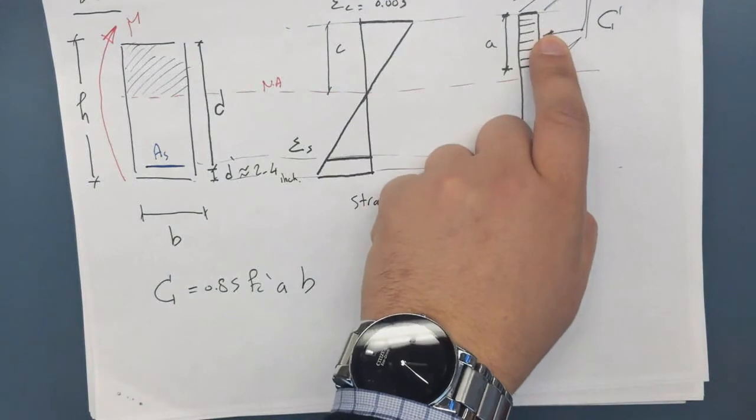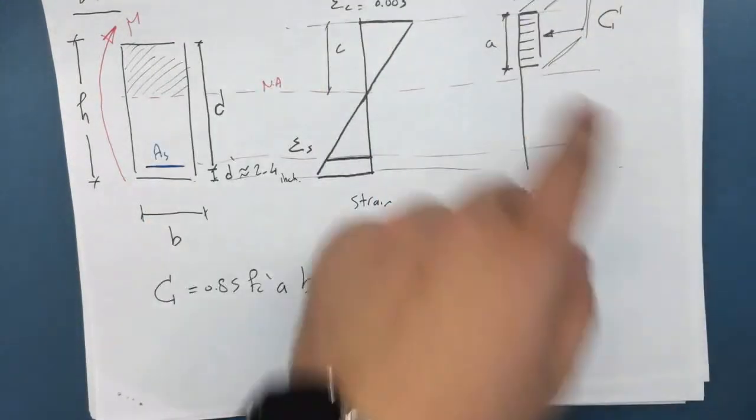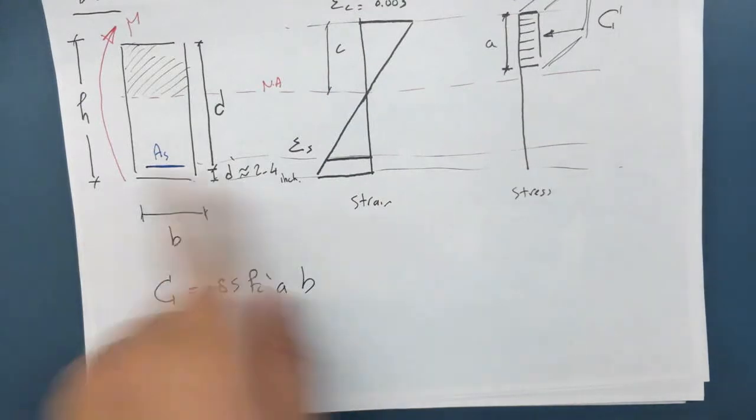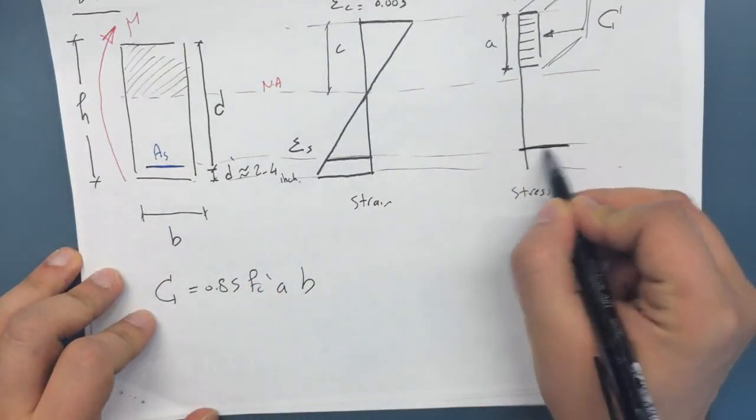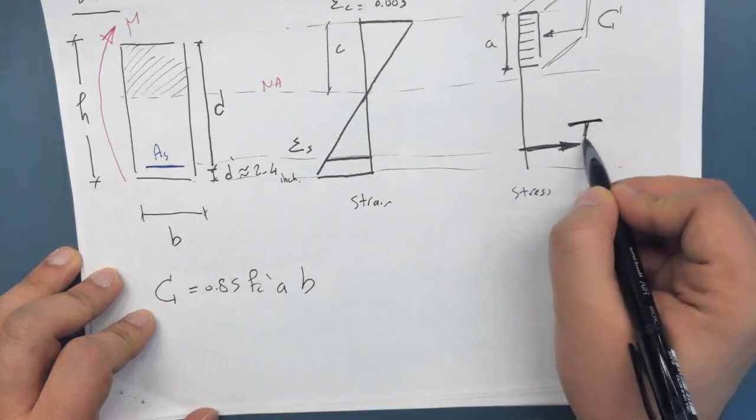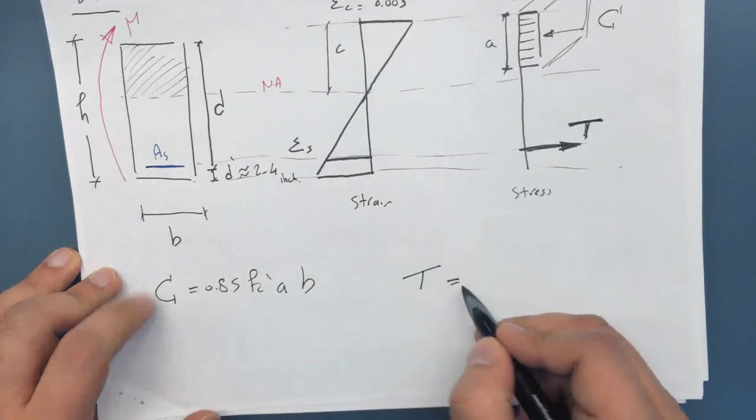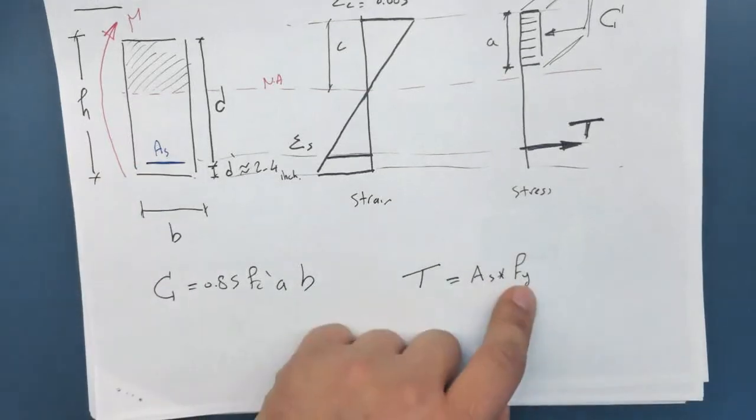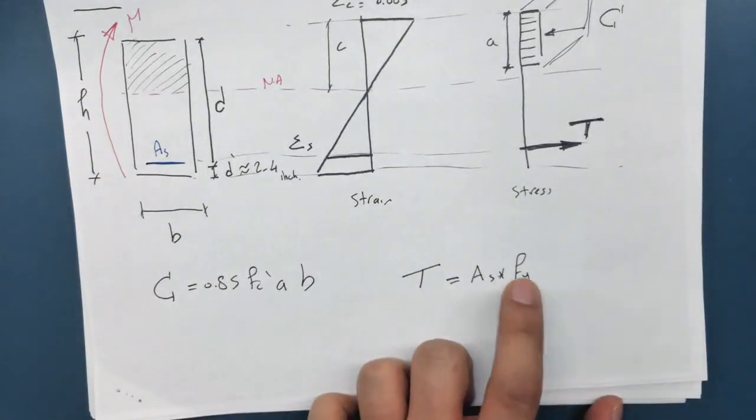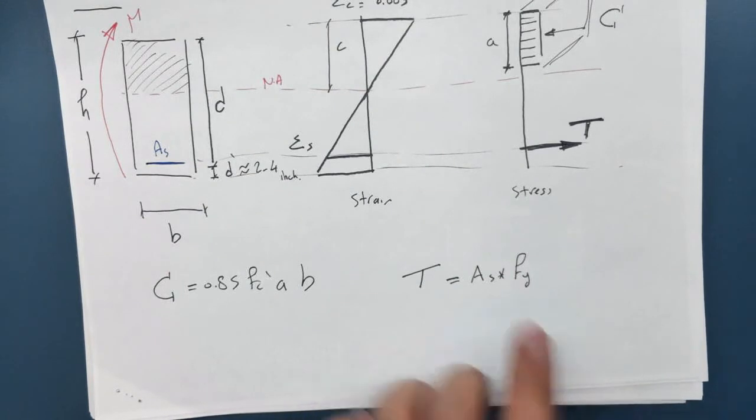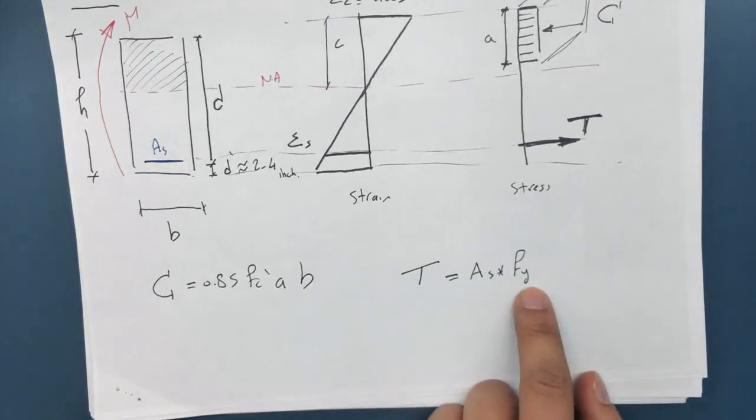Now, if you think about it, this section is not at equilibrium by any means, because it has only one force in it. There must be another force that makes it at equilibrium, which is simply the tension in the steel. So we have a tension force in the steel, T. And this is very simple. The tension force in the steel is simply the area of the steel multiplied by the yield stress of the steel. This is an approximation because it's not always yielding, but for the sake of the FE exam, we look only at sections that are controlled by the yielding stress.